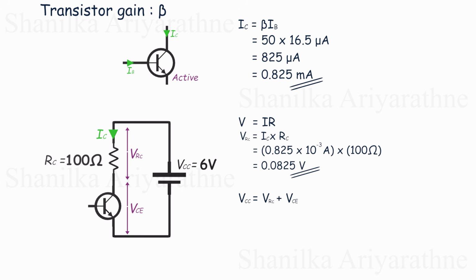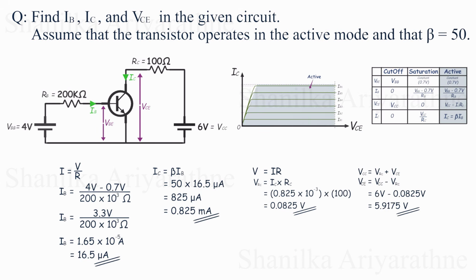Now we apply Kirchhoff's voltage law. VCE equals VCC minus VRC, that's 6 volts minus 0.0825 volts, which gives us VCE equals 5.9175 volts. So, the collector-emitter voltage is 5.9175 volts. And just like that, we've completely solved the problem.